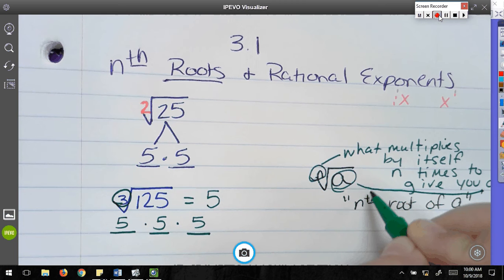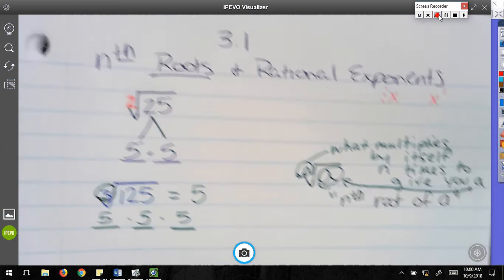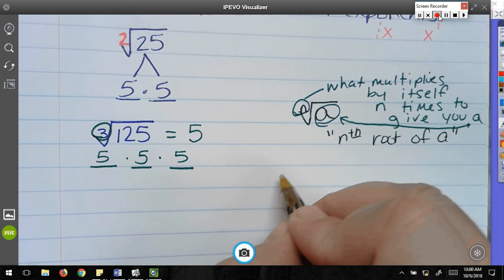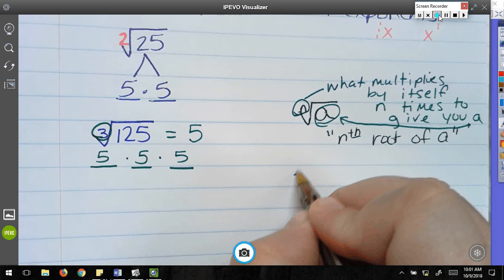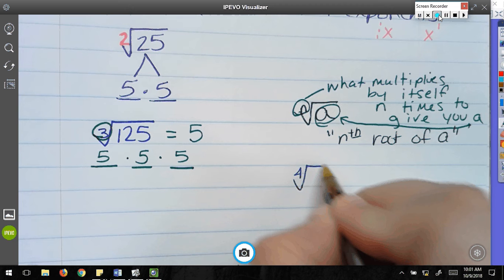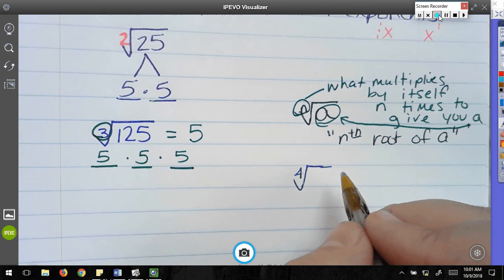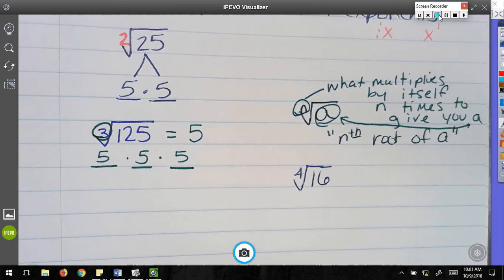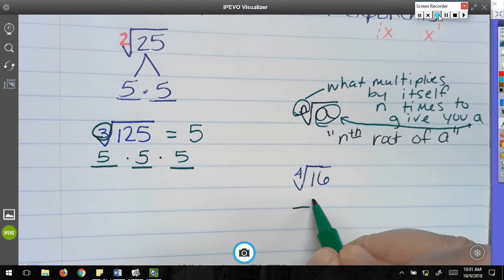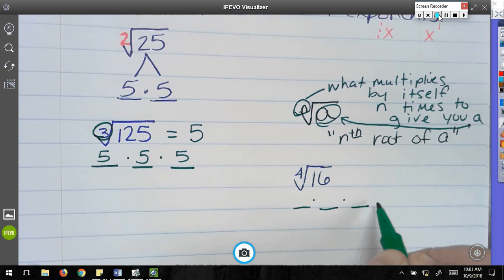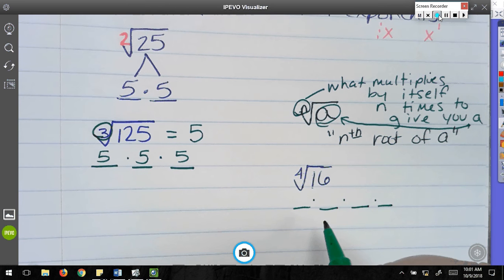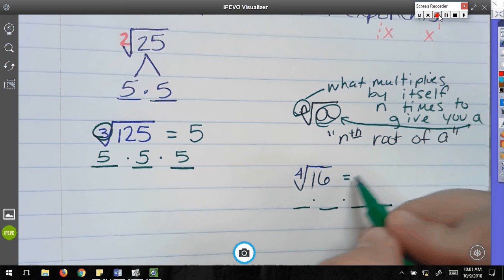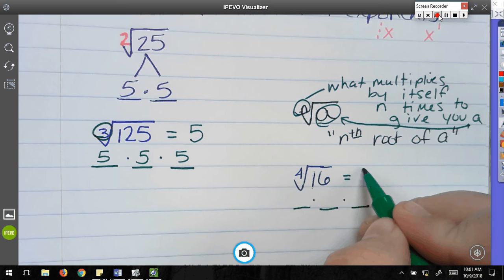So if I had the fourth root of, let's say, 16, I'm asking myself now, what can I multiply 4 times to give me 16? You have to kind of think about these a little bit. This would be, of course, 2.